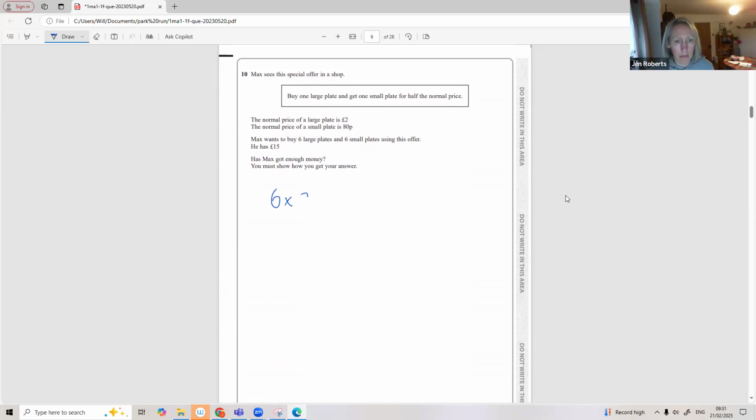So we know 6 times 2 is £12. So this is the cost for large plates. For each large plate he buys, he gets a small plate for half the price. Because he's got 6 large plates, he can get 6 small plates for half the price. Half of 80p is 40p.